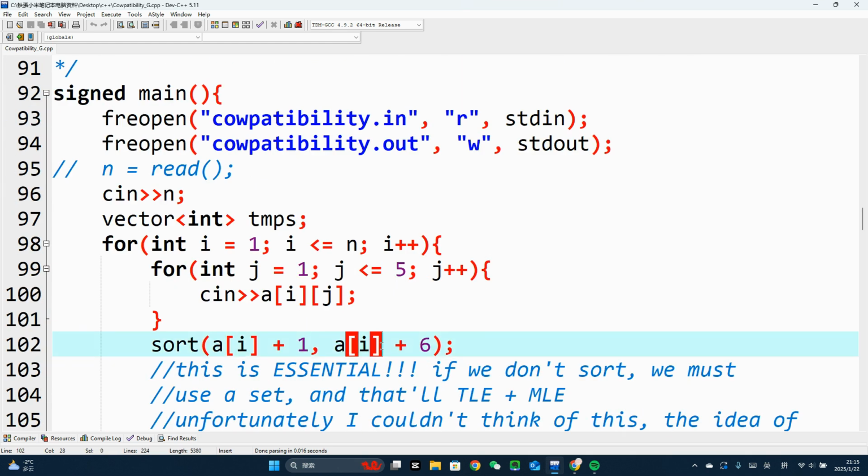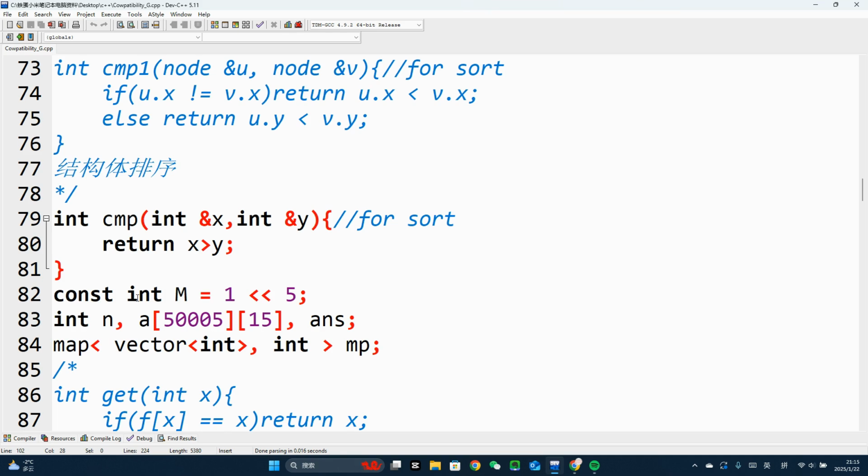And also you have to sort them before you actually store them in the map, because in maps the order of the elements in the vector obviously matters.